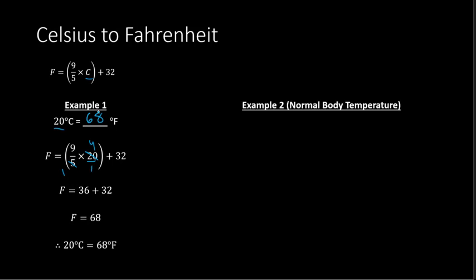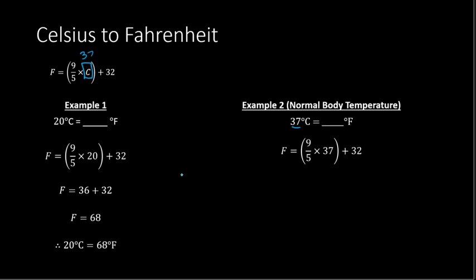Here's another example, and this one is the normal body temperature. So in Celsius, a normal human body has a normal temperature of 37 degrees Celsius. And the question is, what is this in Fahrenheit? So again, to do this, we just use our formula, and having this memorized is probably the hardest part. And then once you have the formula, just plug in a 37 right here in place of C. So we now have 9/5 times 37 plus 32.